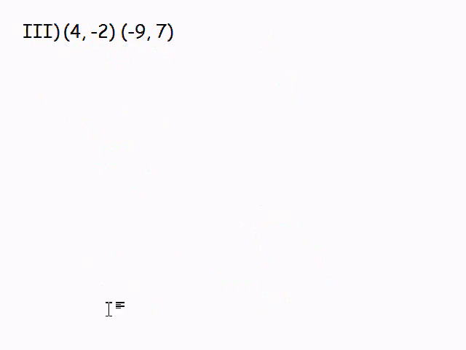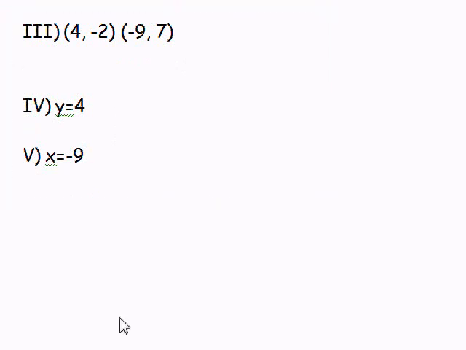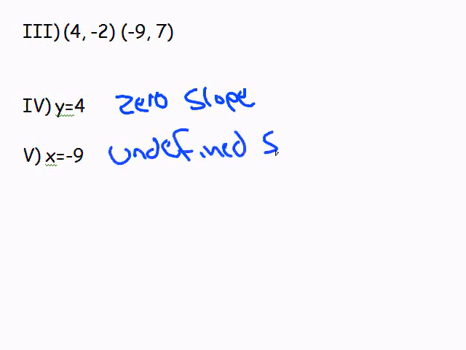Now we take a look at some of the other examples we were given. You'll remember, if it's y equals a number, that means that you have a 0 slope. If it's x equals a number, it's an undefined slope.